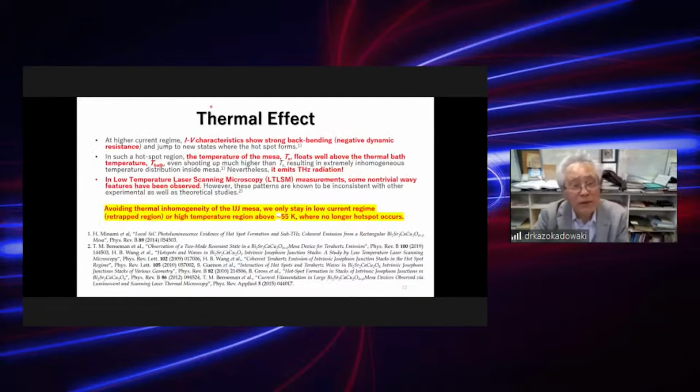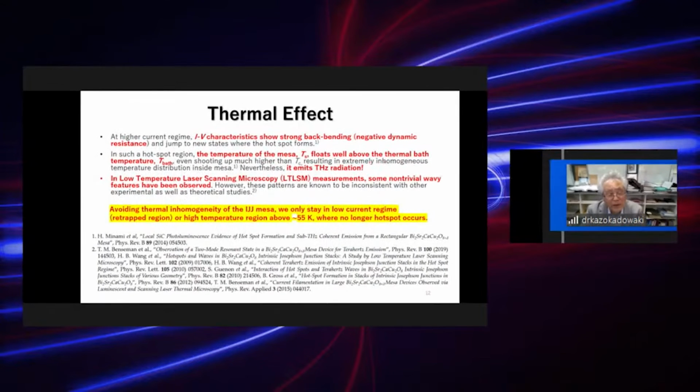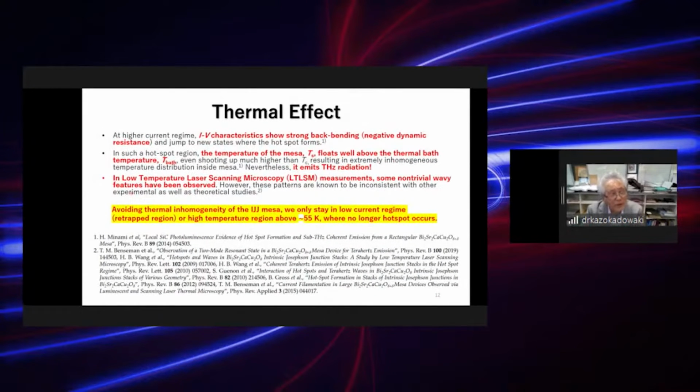I don't get into this effect. This is so complicated, but it is like that in the higher current regime. IV characteristics show a strong backbending. This is just what I explained, the hotspot effect. This hotspot makes disturbing terahertz radiation.